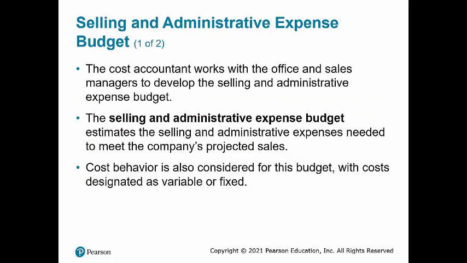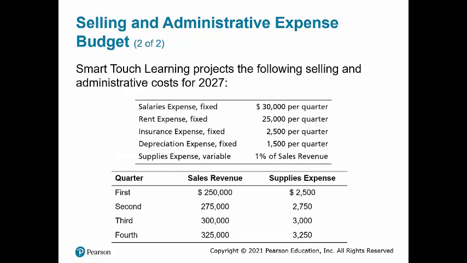Last, we're going to see how we would prepare the selling and administrative expense budget. So the cost accountant would work with the office and sales managers to develop their budget, and the budget would estimate what it would cost in those expenses to meet the company's projected sales. There will be both fixed and variable cost included in the selling and administrative expense budget. This shows the estimated or projected selling and administrative costs for Smart Touch Learning for 2027, and they have fixed salaries expense, rent expense, insurance, and depreciation expense, and they show the amount per quarter.